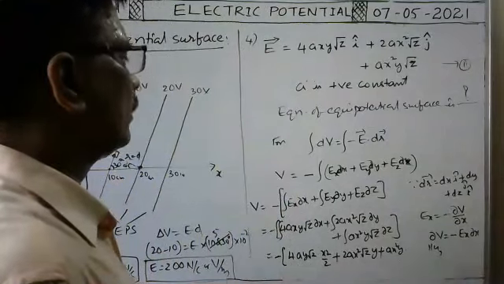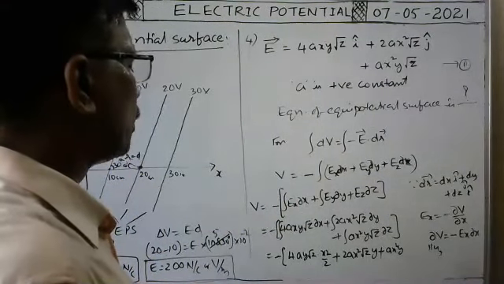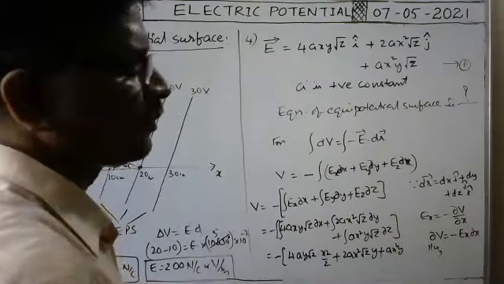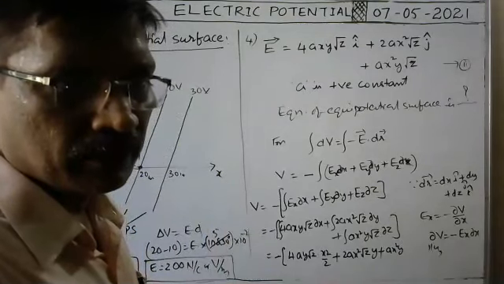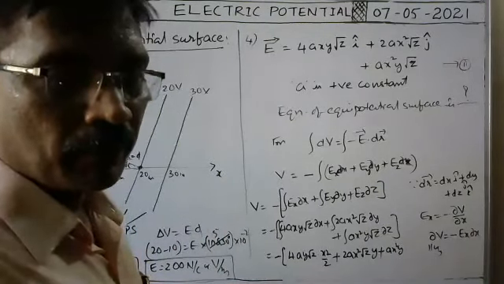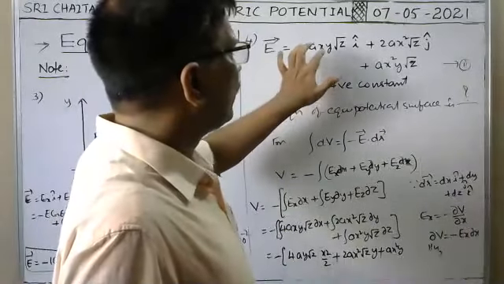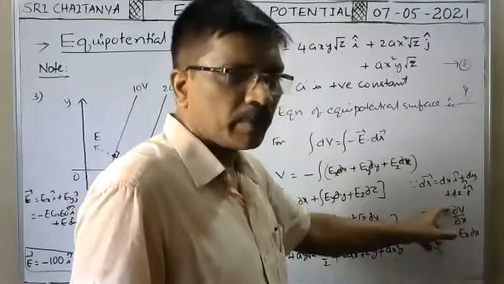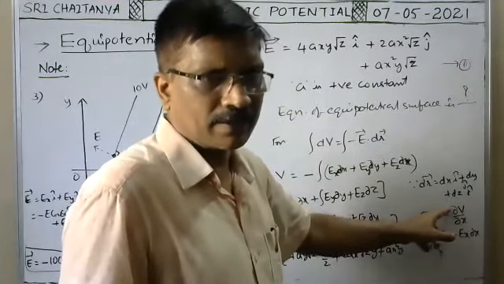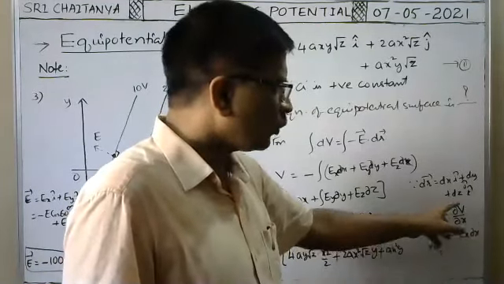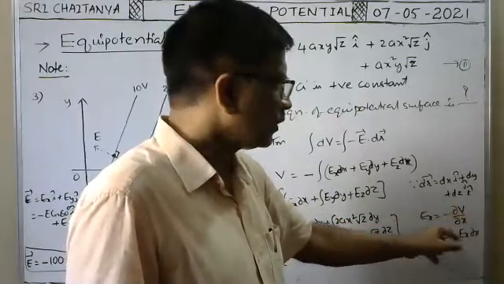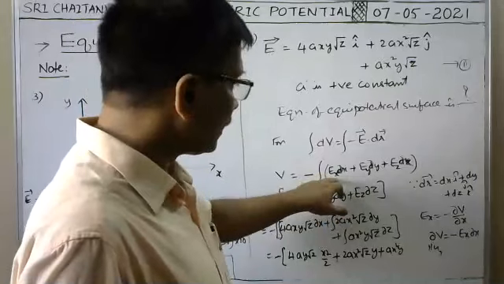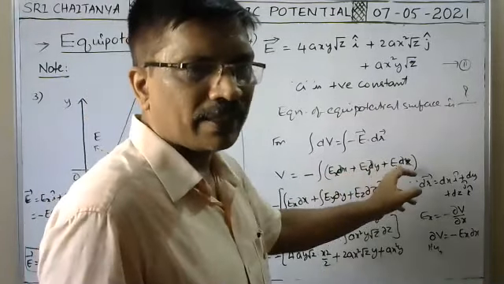Root z means z to the power of half. What is the integration of z to the power of half? Whenever the intensity of electric field is given in terms of position coordinates like x, y, z, then Ex is equal to minus dou V by dou x, Ey is equal to minus dou V by dou y, Ez is equal to minus dou V by dou z. I already said this in the last classes. So from that, dou V is equal to minus Ex into dou x, minus Ey into dou y, minus Ez into dou z.